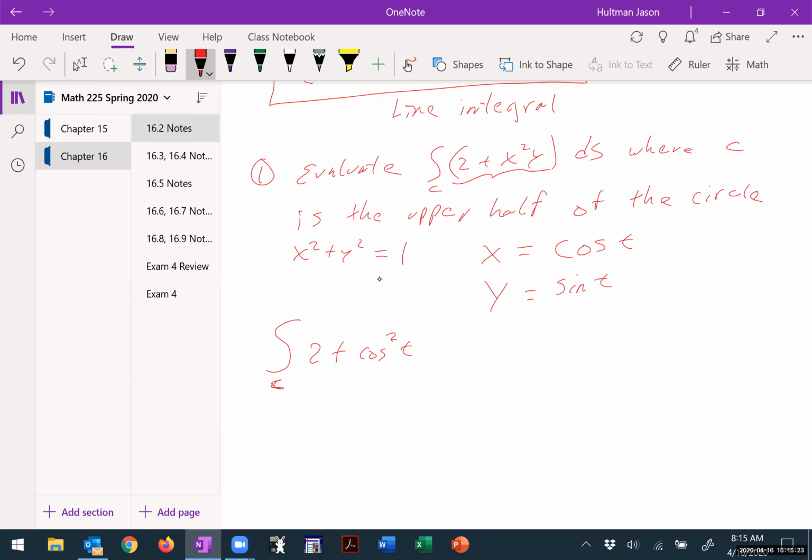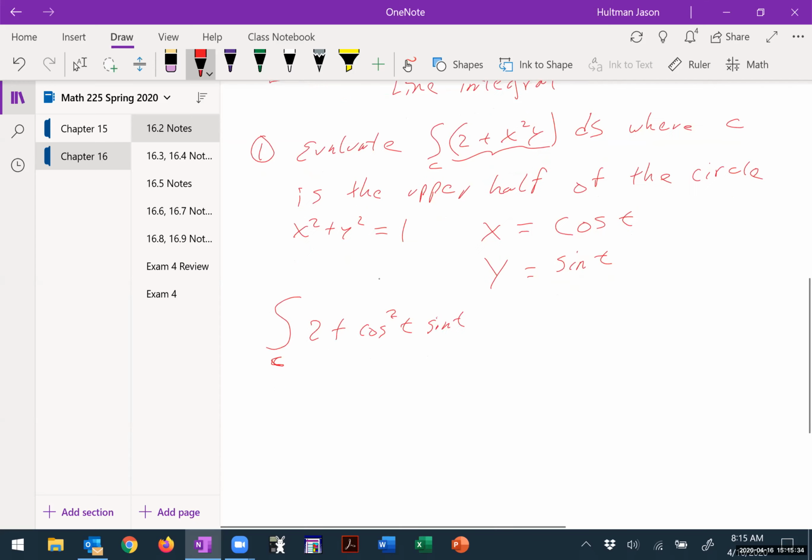Right? What about y? Well, y is sine t. Okay, so that's kind of cool. This is going to make a nice integration, one nice little u-sub on cosine. Okay, let's take the square root of dx/dt.